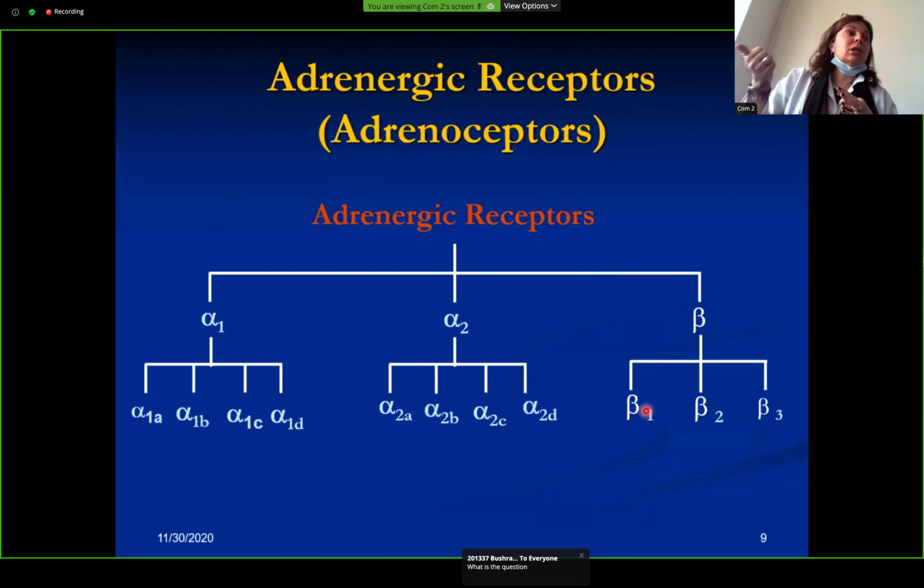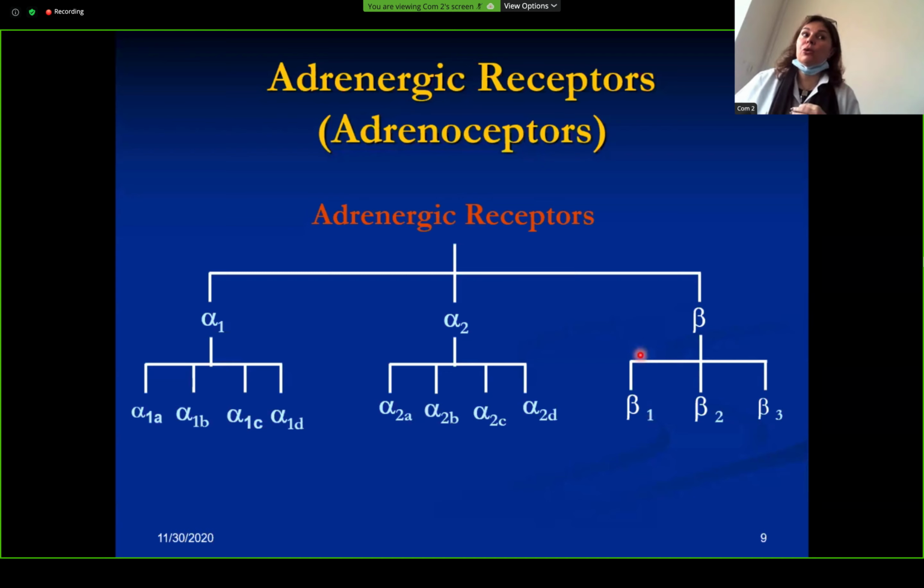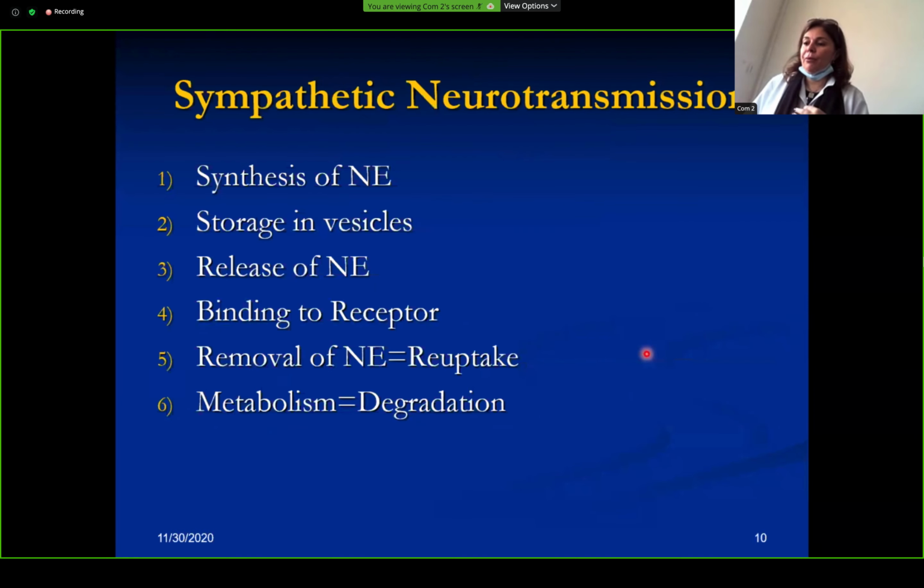The beta 2. The beta 2 effect is what? Activation, bronchodilation. When you block it, you will have bronchospasm. So somebody with asthma, you should avoid, or be cautious taking, propranolol. That's why we have those selective medications to act more on the heart or more on the respiratory system.